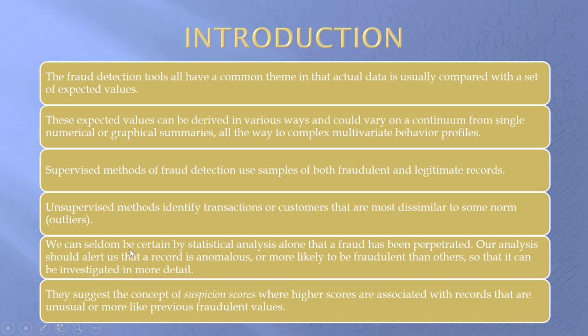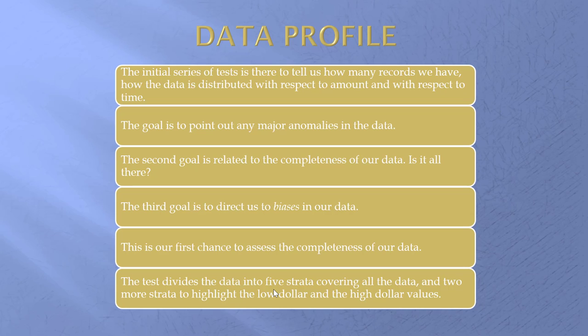The one at the bottom here, we can seldom be certain by statistical analysis alone that a fraud is being perpetrated. We really do need to dig deeper and look harder than just do a bit of statistical analysis. And the other one is suspicion scores, and we definitely deal with that in the chapters towards the end of the book.